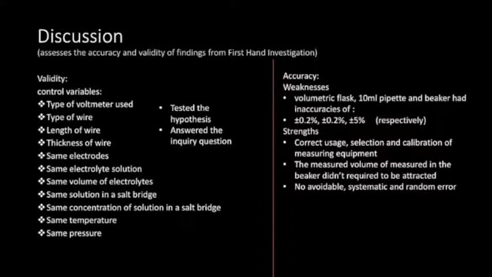This is because although the volumetric glass, the 10 millimeter pipette and beaker had inaccuracies of plus or minus 0.2%, plus or minus 0.2%, and plus or minus 5% respectively, the accuracy of the procedure outweighs such weaknesses. The accurate procedure entails the correct usage, selection, and calibration of measuring equipment. Also, the measured volumes in the beaker did not need to be accurate, and no avoidable systematic and random error was present. Hence, the results are highly accurate.